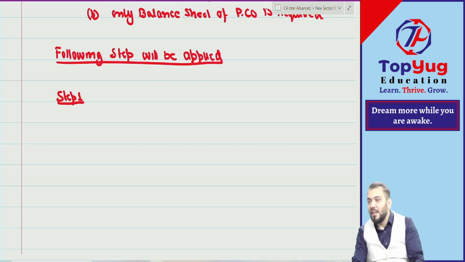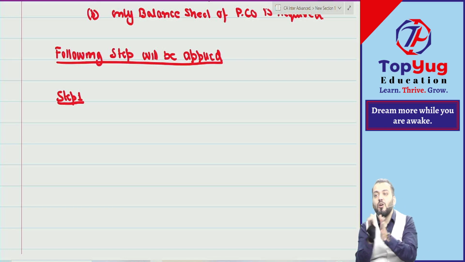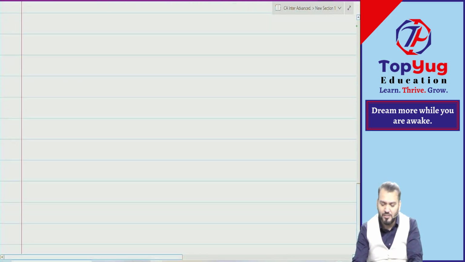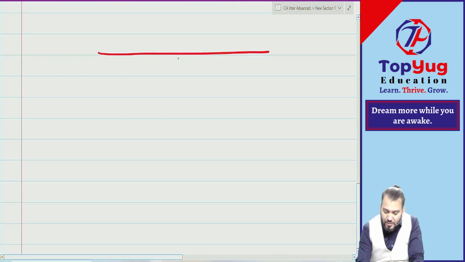Revalue all the assets and liability taken over. Means the assets and liability which is taken over by purchasing company need to be revalued. Correct. So we'll open a revaluation account for that. Because can I say that asset will remain in the balance sheet only? Please let me first explain you, then I will give the steps. Suppose this is the balance sheet of what?